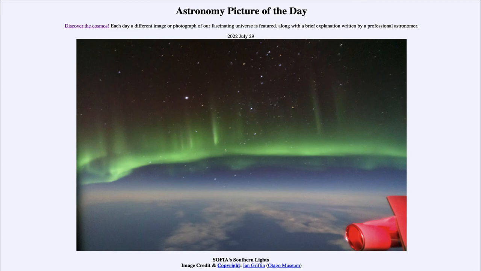So in this case, it was traveling at a very far southerly latitude, actually very far south of New Zealand, so about 62 degrees southerly latitude. And that way it was able to observe the aurora that we see in our image for today. So that was our picture of the day for July 29th of 2022. It was titled SOFIA's Southern Lights.